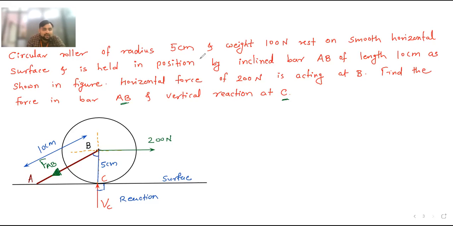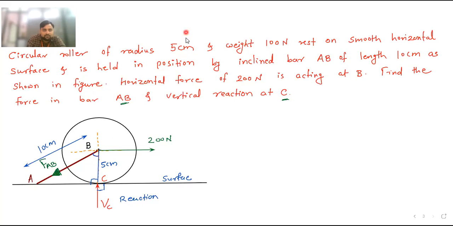So to find out the angle, look in this triangle. In this triangle, this line is the vertical line and this line is the horizontal line. They are meeting at a point where the angle is 90 degree. Now here, the vertical side is 5 centimeter and the inclined side is 10 centimeter.